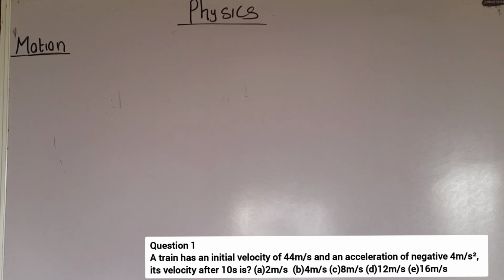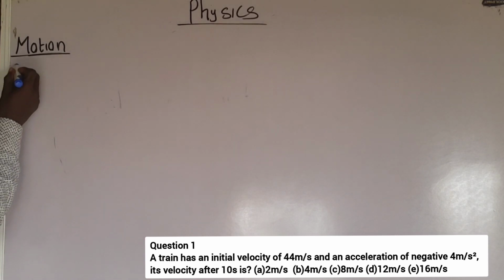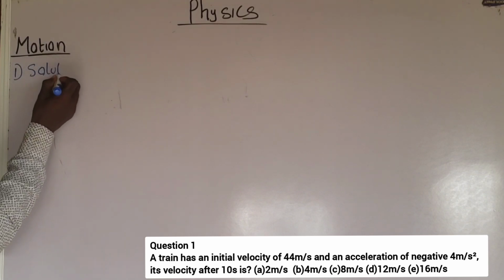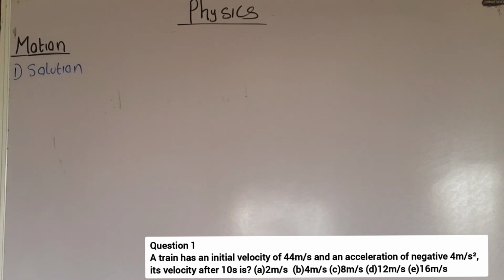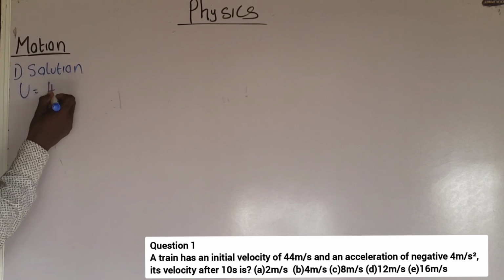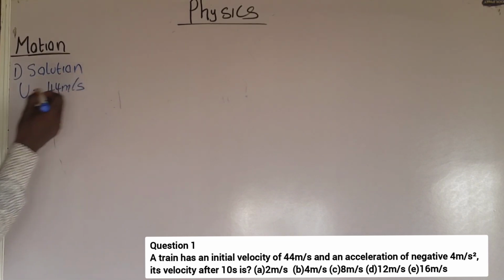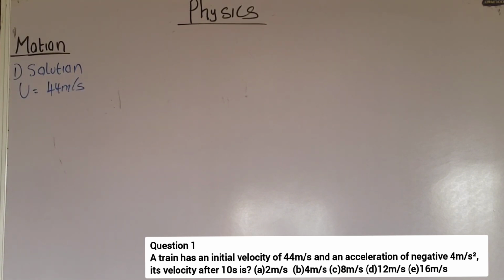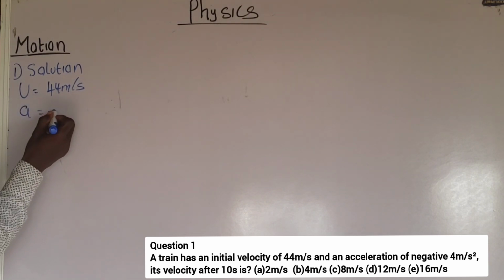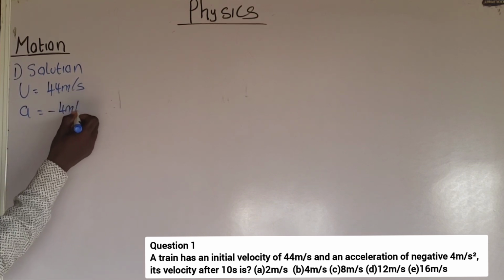Solution. We are given that the initial velocity of the train, u, is equal to 44 meters per second. Okay? And an acceleration of -4 meters per second squared. The acceleration is -4 meters per second squared.